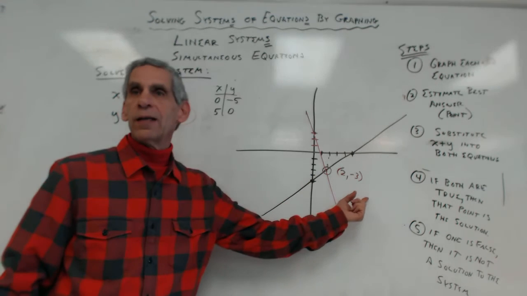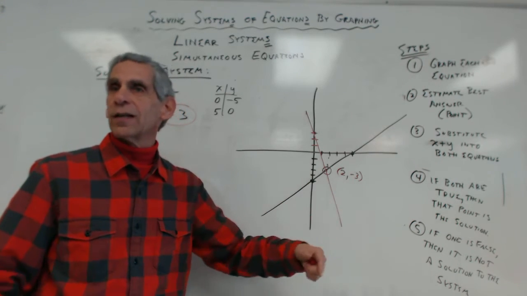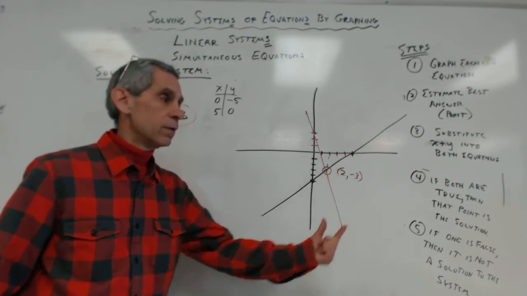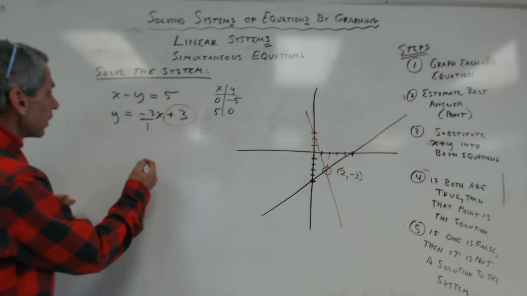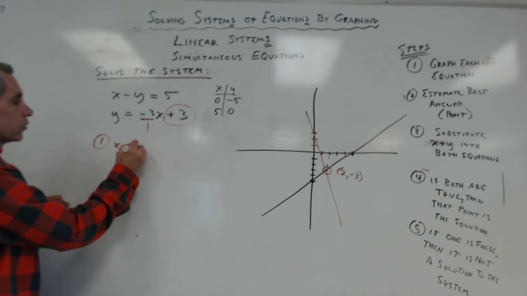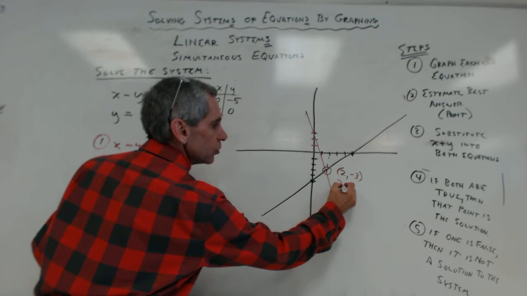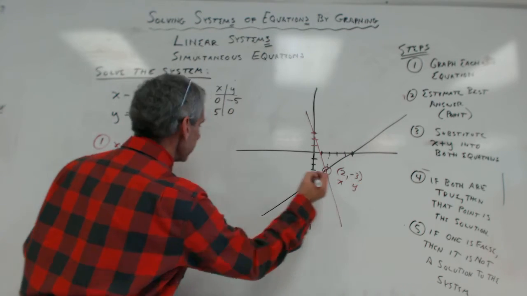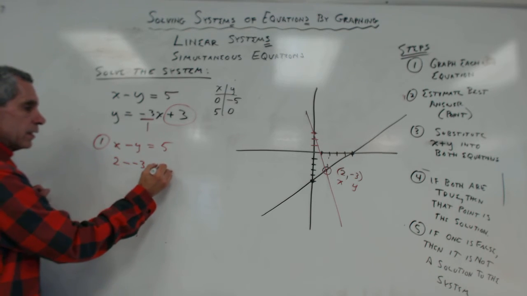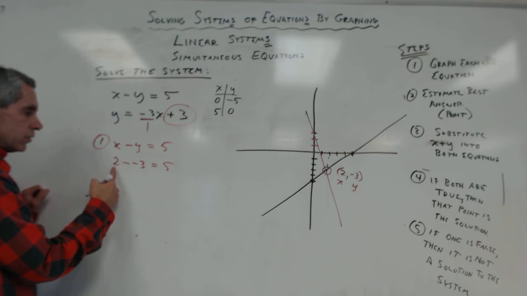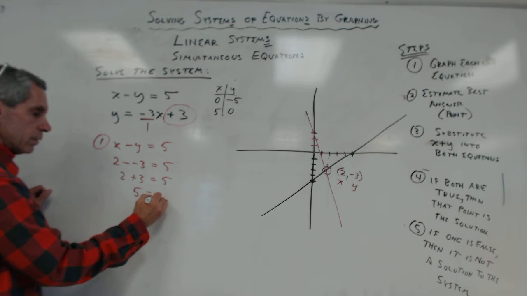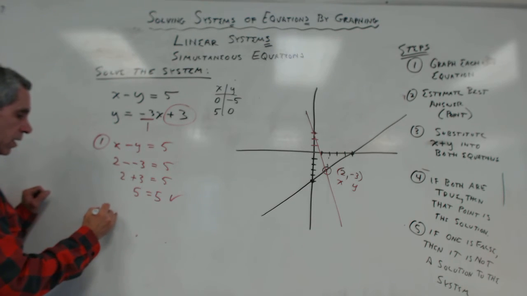If it's 2 comma negative 2.5, I would say it's not worth trying. You know what I mean? I'd rather just deal with whole numbers here, right? And let's just see if it works. I'm going to plug them in now to each of these. So the first one, x minus y equals 5. My x is 2, my y is negative 3. 2 minus a negative 3 equals 5. 2 plus 3 equals 5. Is that true? Yes. Okay, it works.